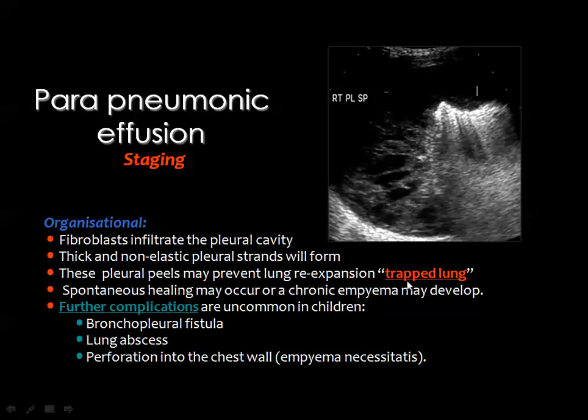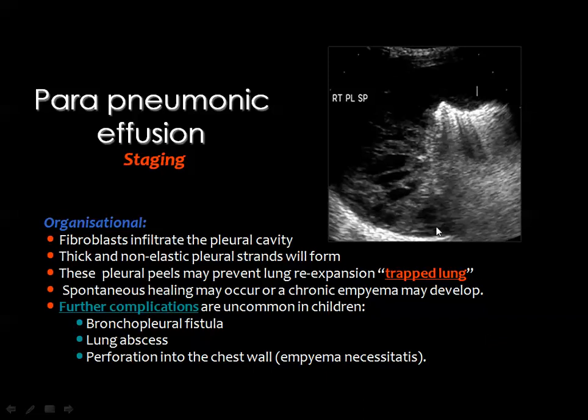Then the third stage of pleural collection, after the sterile stage and the fibrinous stage with the presence of fibrin bands, is the organizational stage, where fibroblasts infiltrate the pleural cavity with thick and non-elastic pleural strands, which will result in loculation of the pleural fluid and trapping of the underlying lung.